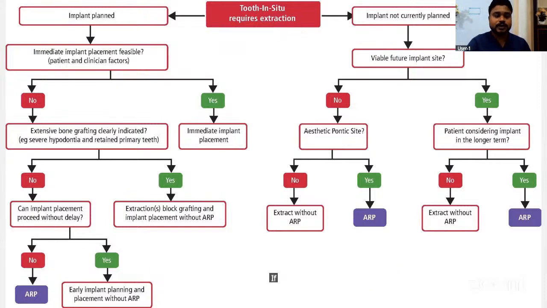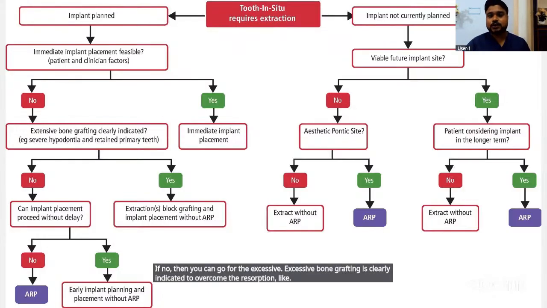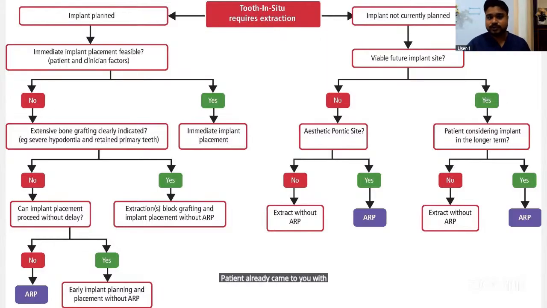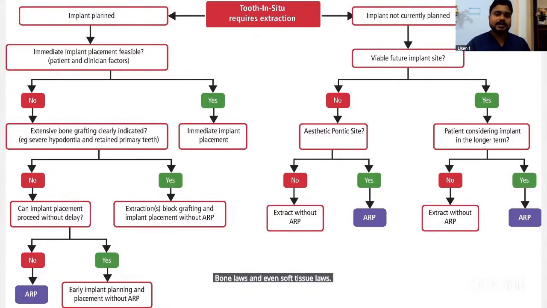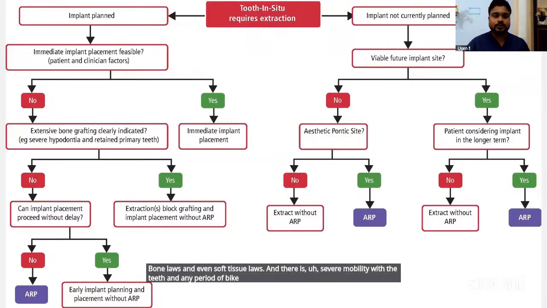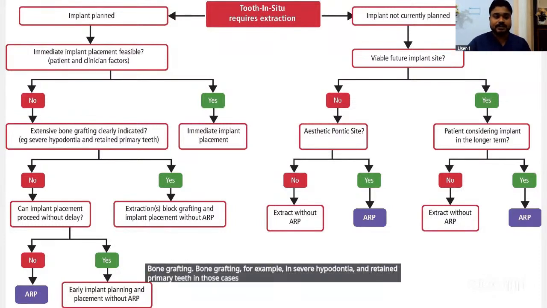If no, then excessive bone grafting is clearly indicated to overcome the resorption. Like when a patient already came to you with a lot of bone resorption, especially with the anterior teeth where there is recession, there is bone loss and even soft tissue loss, and there is severe mobility of the teeth and any periapical lesion, then you have to go for bone grafting. Bone grafting, for example, in severe hypodontia and retained primary teeth. And if none of these conditions are present, then extraction can be done.